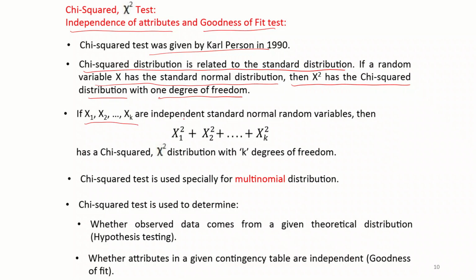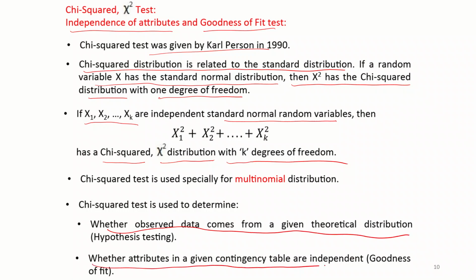Then, if these are independent standard normal variables, the chi-square with k degrees of freedom applies. So degrees of freedom are also there, depending on how many independent variables there are. It tells us the goodness of fit, comparing the expected and the observed values: whether the observed data comes from the given theoretical distribution, and whether attributes in a given contingency table are independent.